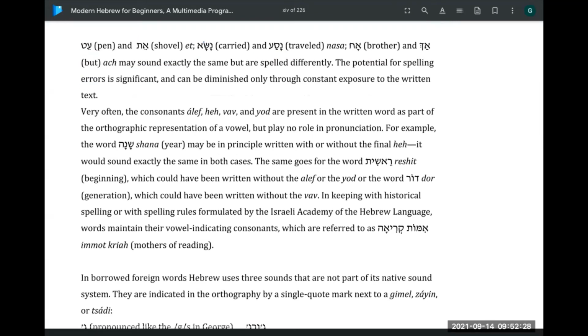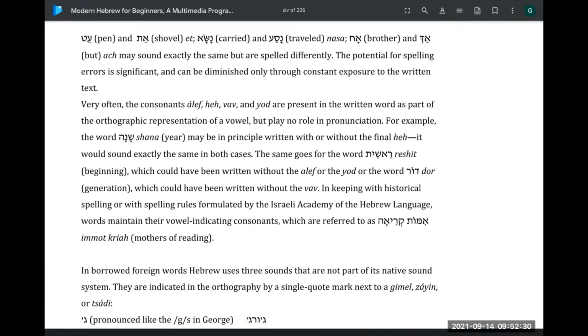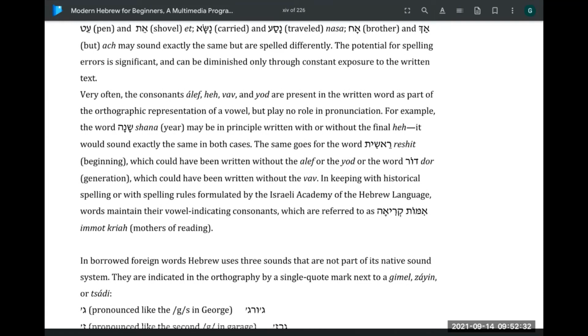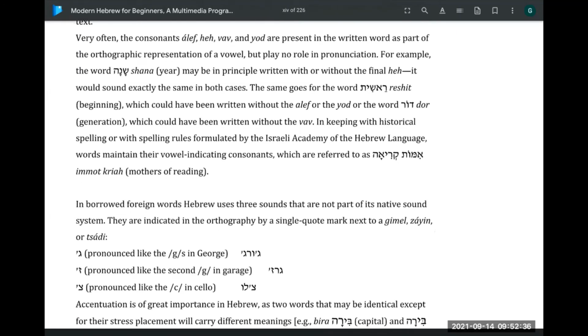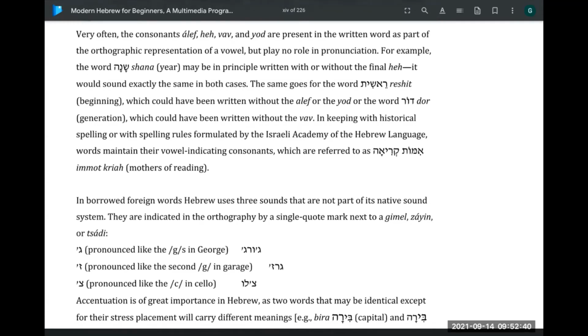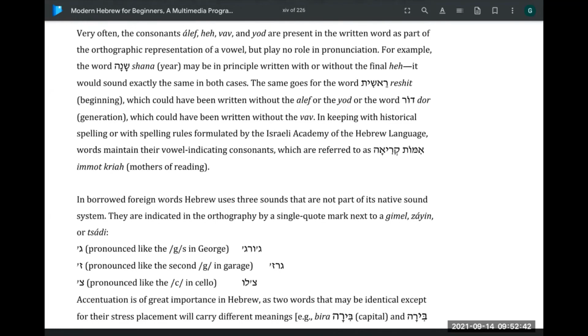The potential for spelling errors is significant and can be diminished only through constant exposure to the written text. So, you know what that means? That means applying yourself, rote memorization. That's essentially what they're saying there. I get stuck on words all the time, and I have to constantly refresh.